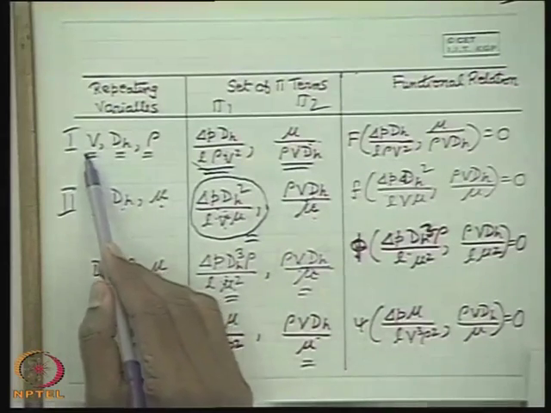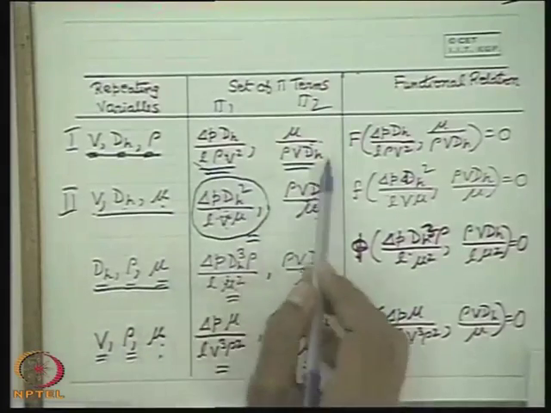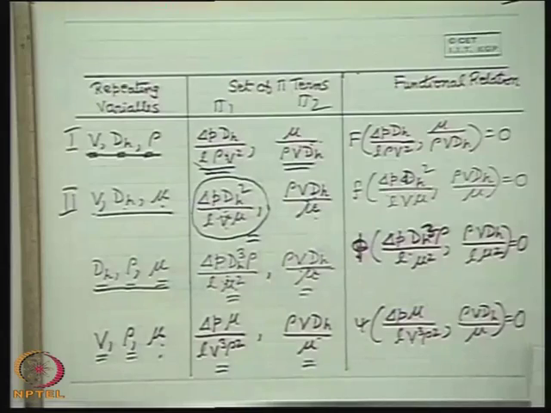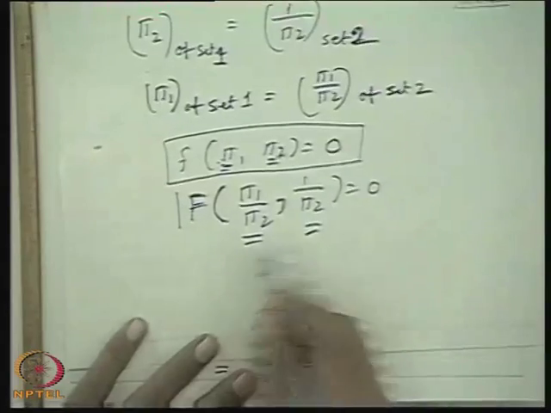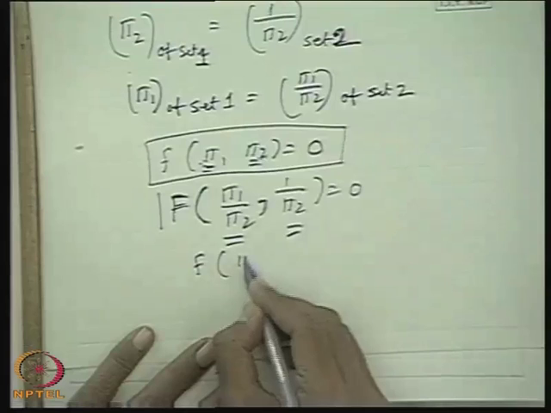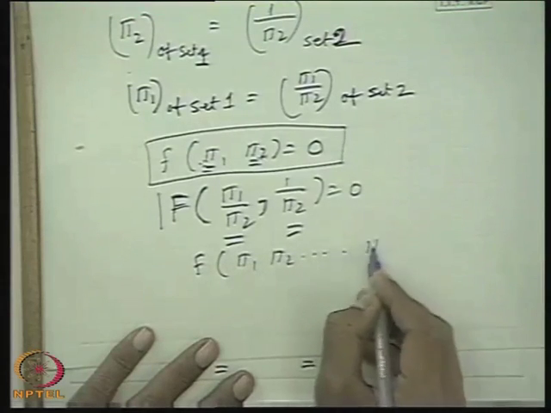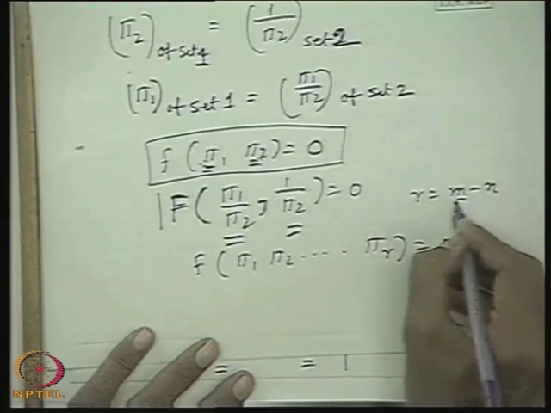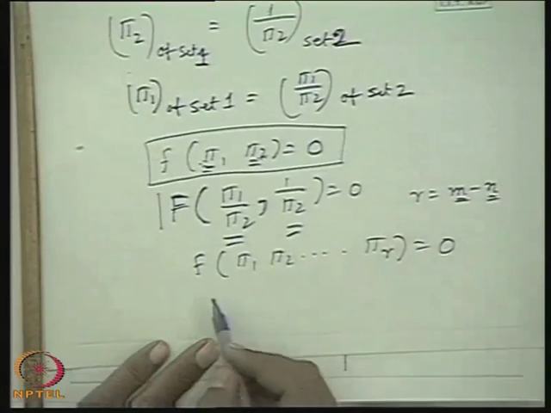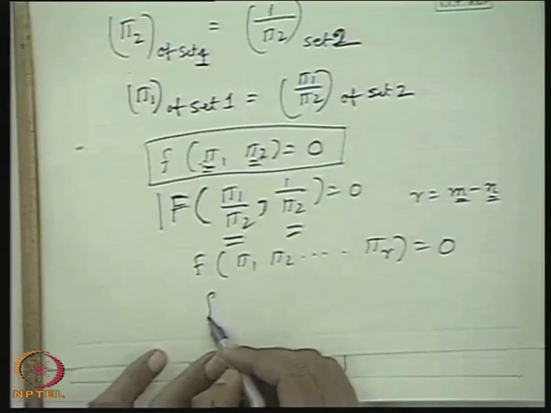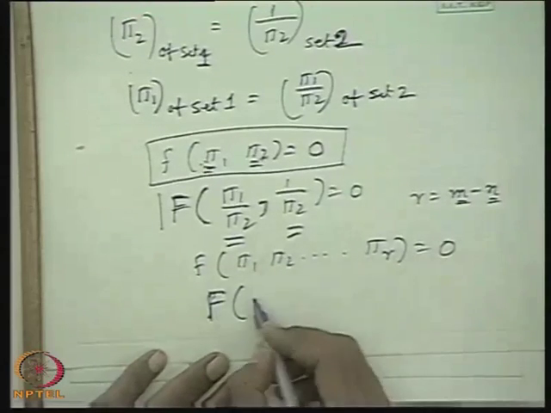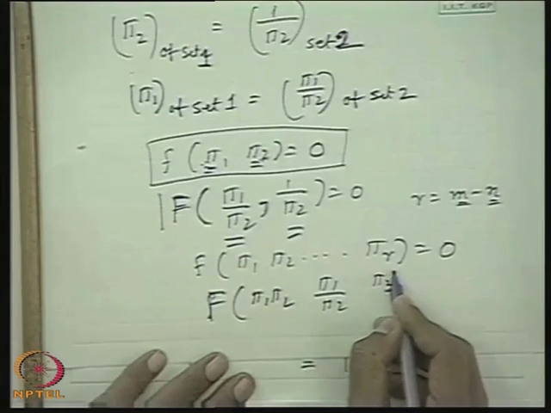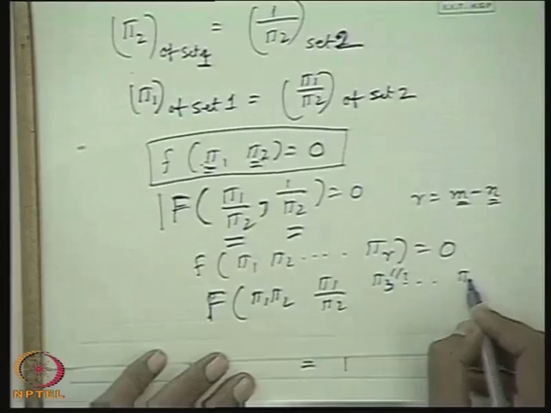That means if we take any 3 repeating variables, we will be landing up with different pi terms, but all the results are equally correct because these are interdependent pi terms. So therefore there is a corollary of the pi theorem that if there are pi r number of pi terms, which is m minus n, where m is the number of physical variables and n is the number of fundamental dimensions in which they can be expressed, then this is equivalent to another functional relationship of any combinations like pi 1 pi 2, pi 1 by pi 2, pi 3 to the power half, any such combinations, but the number of pi terms will be same.